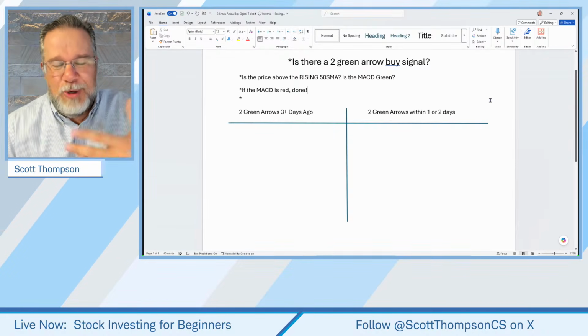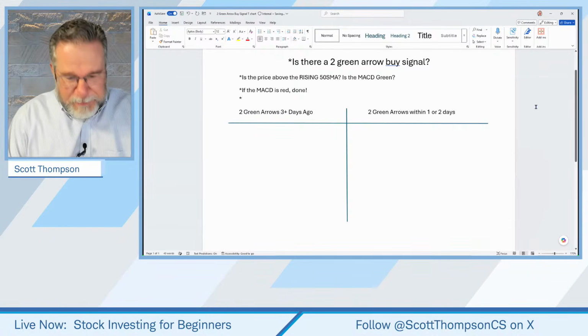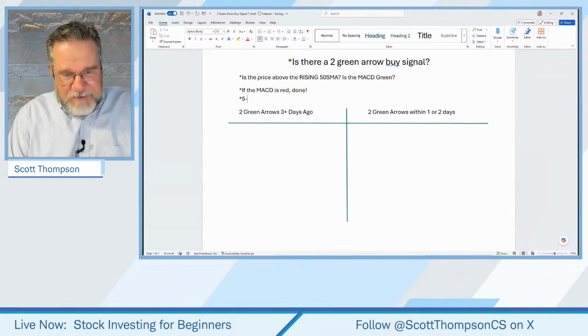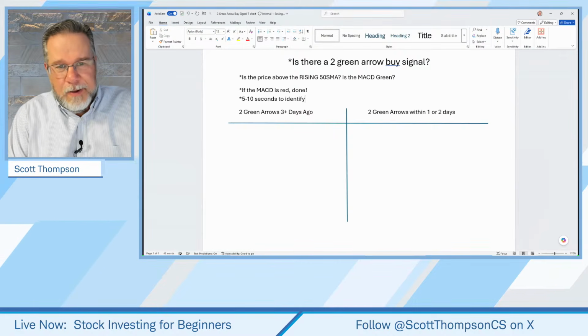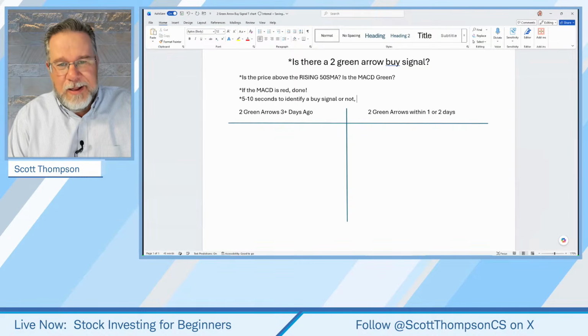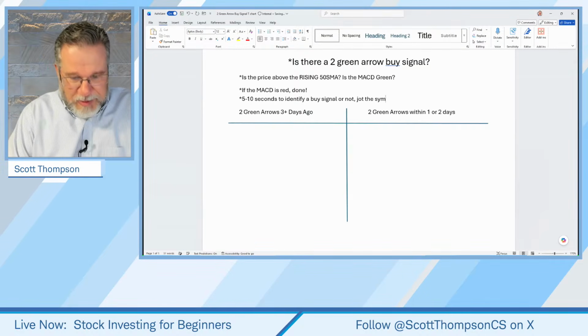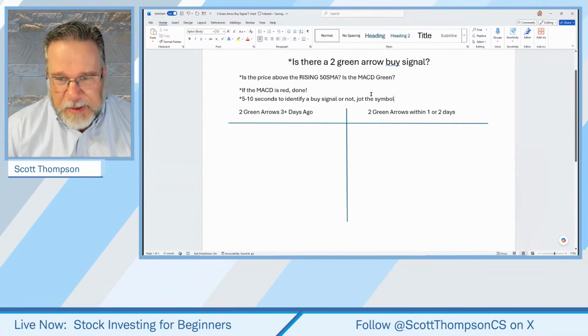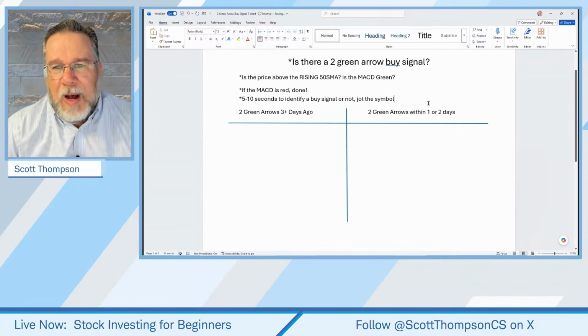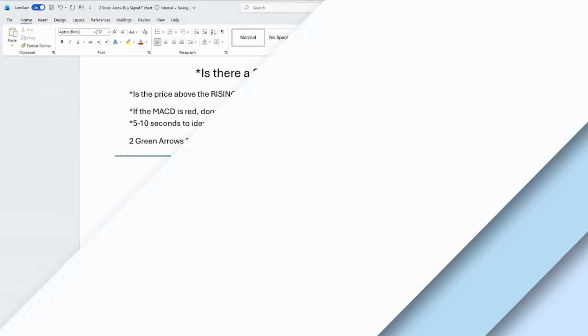That's really it. We'll go through a couple examples very slow, but then we're going to go through a blitz, all right? And we're going to have 5 to 10 seconds to identify the buy signal or not and jot the symbol down. So that's what I want you guys to do today with me here. If you're watching the recording, you can do this. You can pause it if you need to. But let me go through kind of how I do it and to give you an idea.